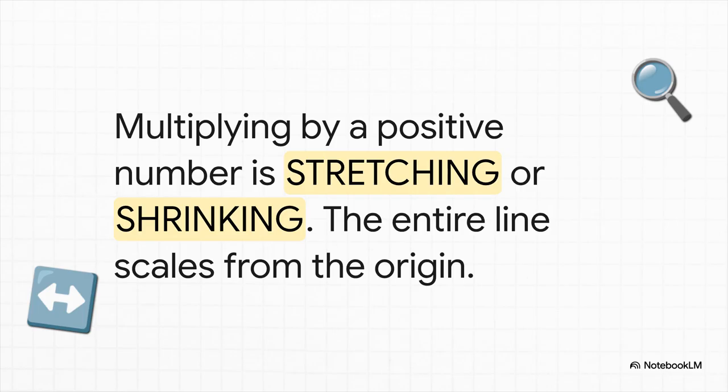All right, so what about multiplication? Well, if you multiply every number on the line by 2, everything gets stretched out twice as far from the center. And if you multiply by, say, a half, everything gets squished in closer to the center. So geometrically, multiplying by a positive number is just scaling. It's a stretch or a shrink.